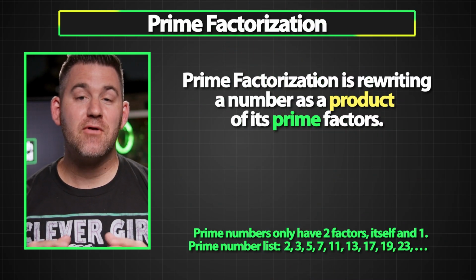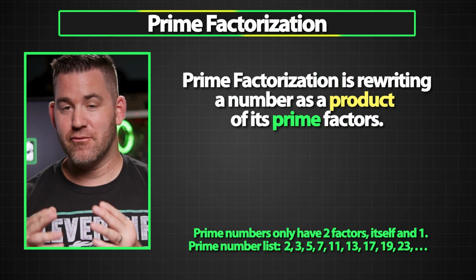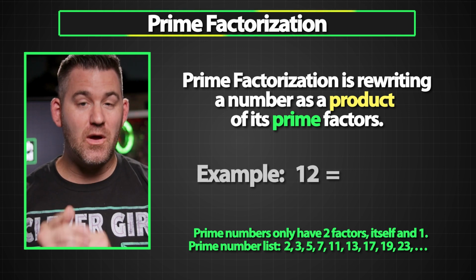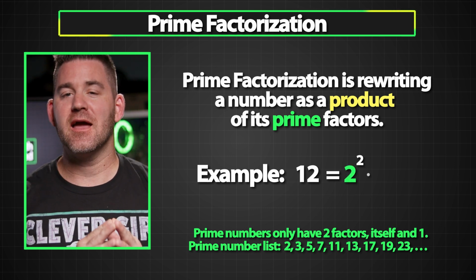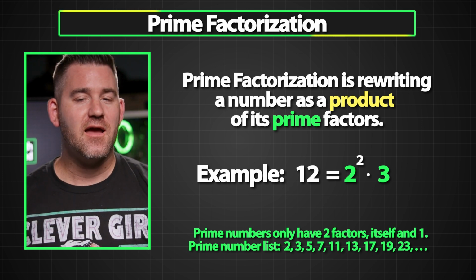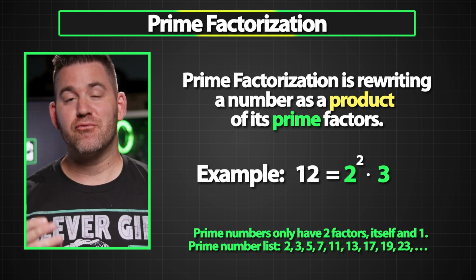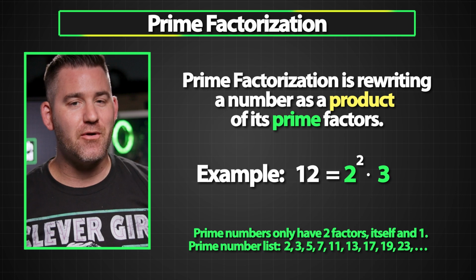What is prime factorization? Come on, let's take a look together. Prime factorization is simply rewriting a number as a product of its prime factors. For example, 12 can be rewritten as 2 squared times 3. 2 squared gives us 4, and 4 times 3 gives us 12.